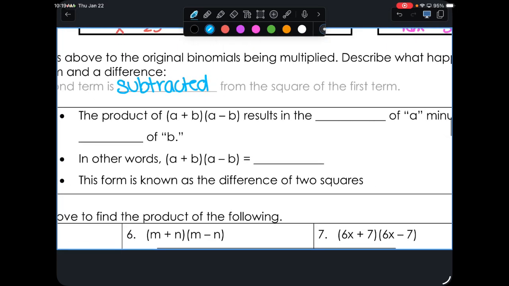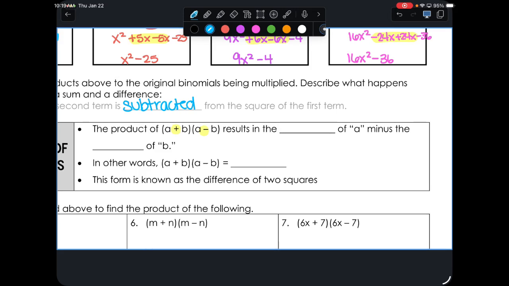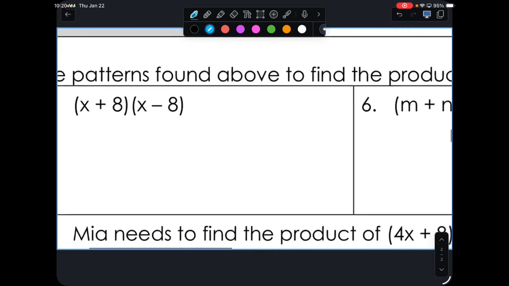The product of a plus b and a minus b, notice you have the same numbers, but one has a plus sign, one has a minus sign, results in the square of a minus the square of b. In other words, a plus b times a minus b is a squared minus b squared. This form is known as the difference of two squares. You understand. Okay, so let's prove that you do understand.